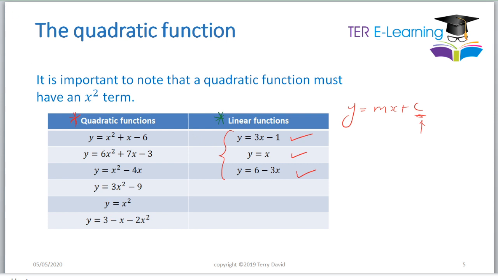Now if we go across to the left-hand side, we have the first one, y is equal to x squared plus x minus 6. This is a quadratic function, and it's a quadratic function because I'm seeing an x squared term. The second example is also a quadratic function because I have an x squared term. In this one here, again, I can see an x squared term. The fourth one, we have 3x squared. This makes it a quadratic. Same thing for this and same thing for this. So you have to be able to look at an equation and tell me if it is a quadratic.